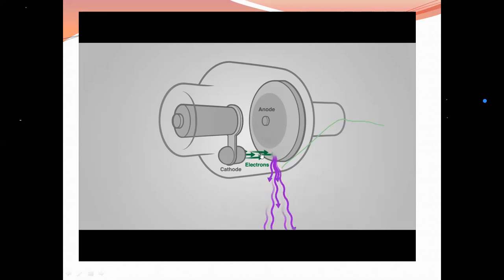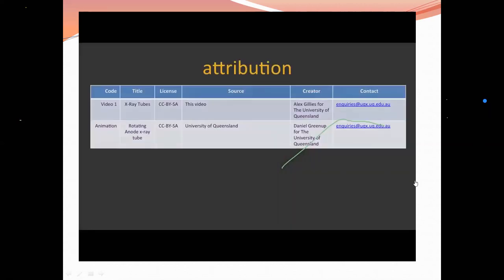Along with X-rays, it is also forming heat, which you will see in the form of a red dot over here. In order to dissipate this heat, this anode is rotated. You can see now that the point where the collision is occurring is continuously changing, moving away from the collision point, so the heat can be dissipated.